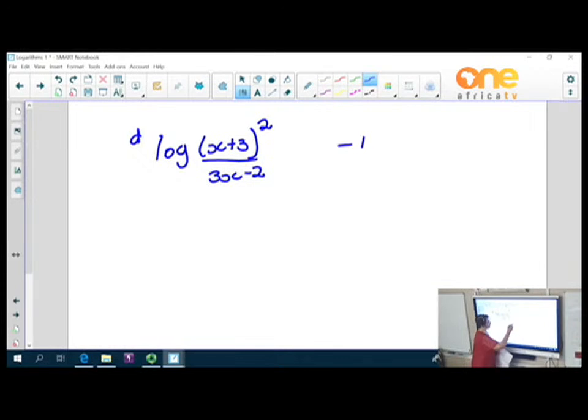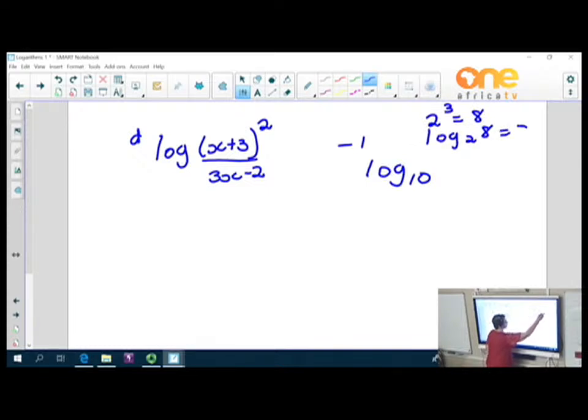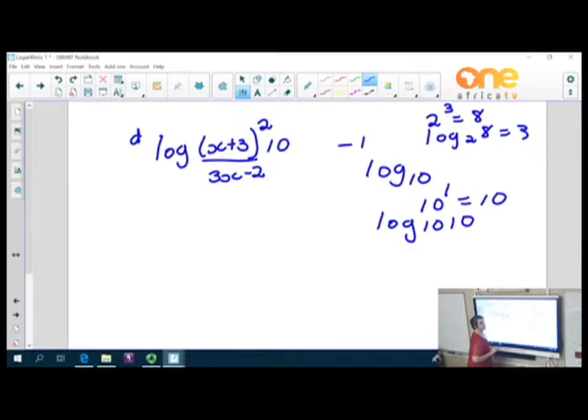If you look there, you will see that this is log base 10. There's nothing written, so it is 10. Now, remember what we said, 2 to the power of 3 is 8, so log base 2 of 8 is 3. That means 10 to the power of 1 is equal to 10. So the 1 will be log base 10 of 10. So I'm going to multiply this by 10 from that minus 1.